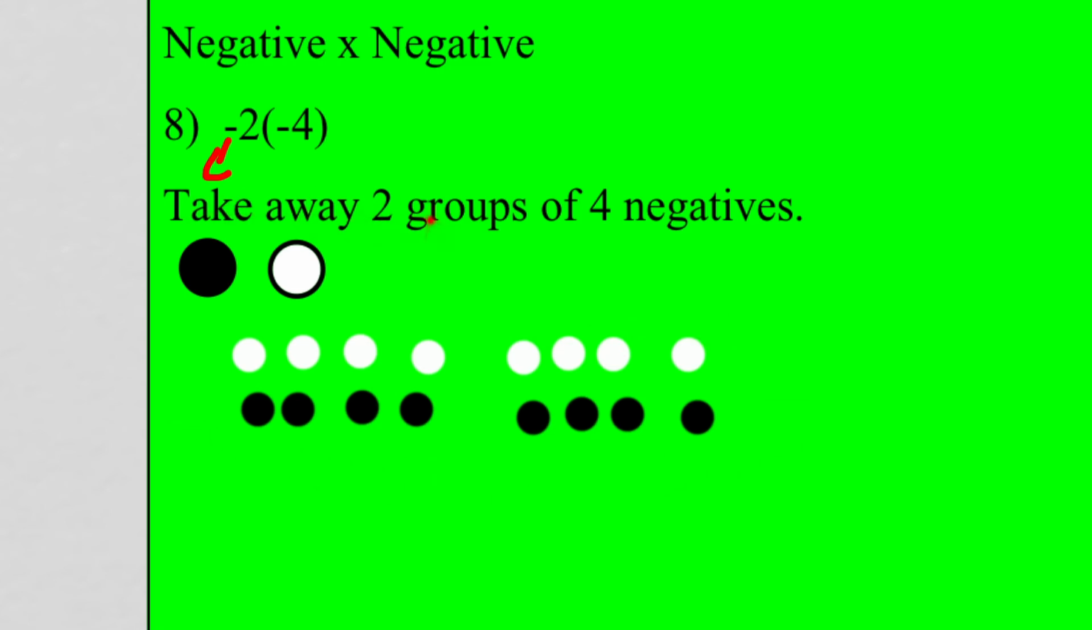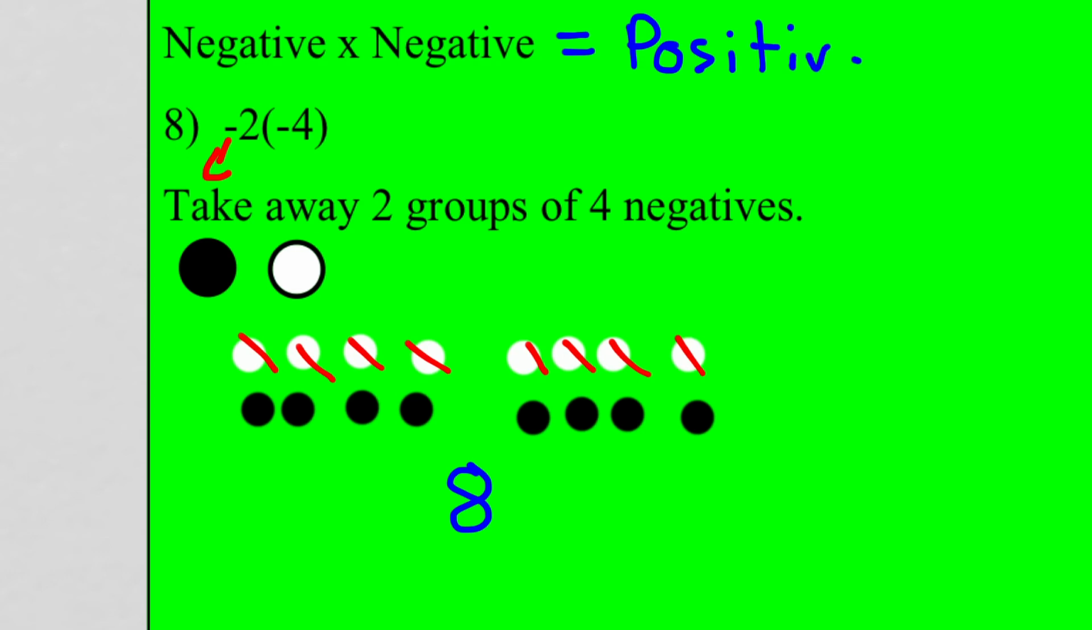But now I can do what it says. I can take away 2 groups of 4 negatives. So I'm going to go ahead and do that. I'm going to cross out 2 groups of 4 negatives. And look at what I'm left with now. What I am left with is all the positives. So -2 times -4 is equal to +8. Because when I'm doing a negative times a negative, I'm taking away all the negatives. And so a negative times a negative is a positive.